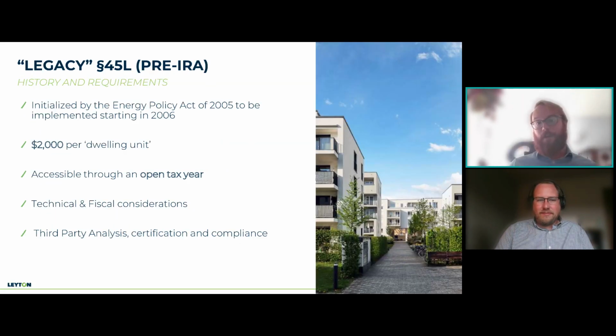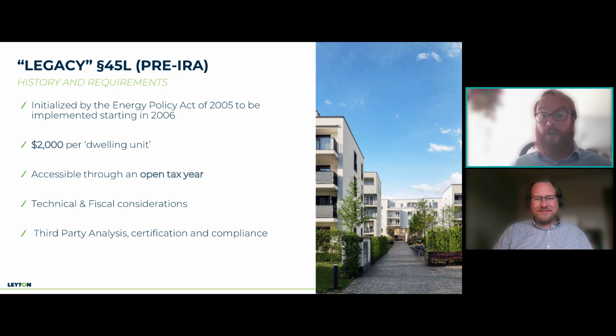So what we like to call, at least at Layton, Legacy 45L is the Pre-Inflation Reduction Act tax credit. It was actually passed in 2005 and began implementation in 2006. That being said, it had to be reauthorized by Congress every year. Some years they would forget and then retroactively reinstate it. That actually happened in 2022. It lapsed and wasn't in effect for 2022, and then when they passed the IRA, they reinstated it for 2022.